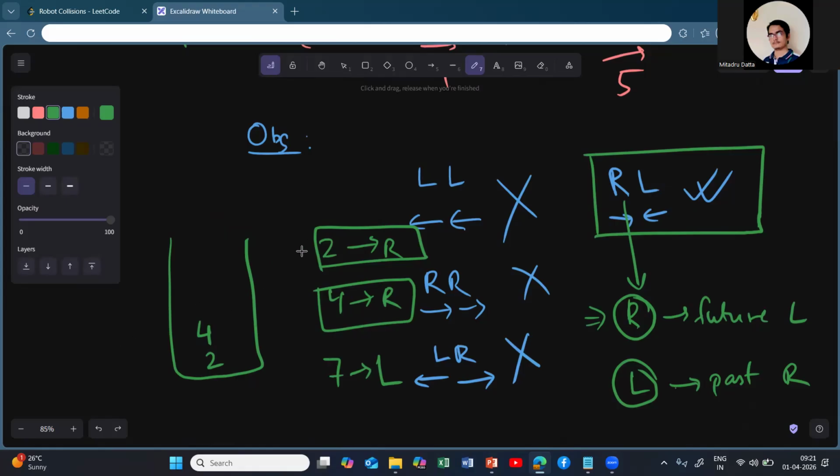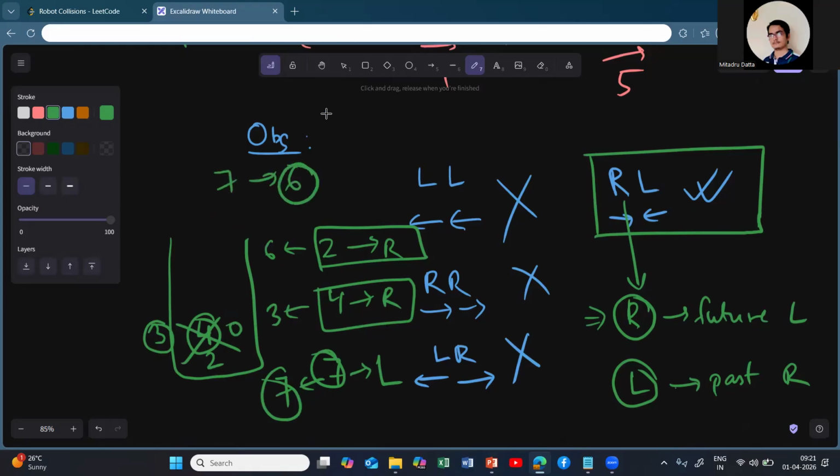So let's say this robot has a health of 6. This robot had a health of, let's say, 3, and this robot, let's say, had a health of 7. Okay, this 7 index robot has a health of 7. So as it moves towards left, we see that at position 4 there is a robot with a smaller health, 3. So it will reduce to 0. That particular health will reduce to 0, and my current health will move from 7 to 6. Now I have a health of 6.